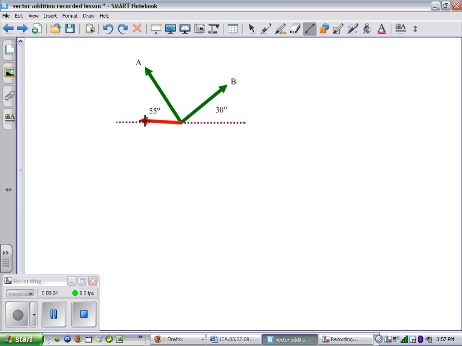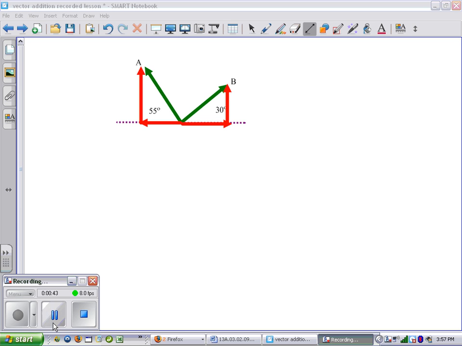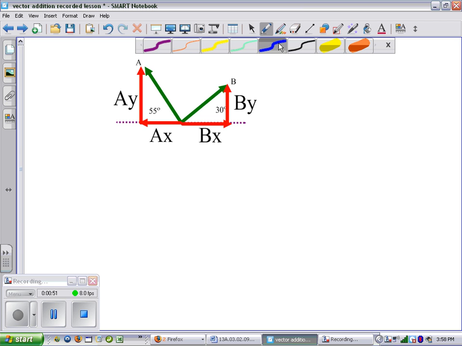Vector A will have an x component, showing how much of that vector is oriented in the x direction, and a y component, showing how much of that vector is oriented in the y direction. Vector B will also have Bx and By. In order to add the components, I need to determine the directions of each of these vectors. So let me identify that first.